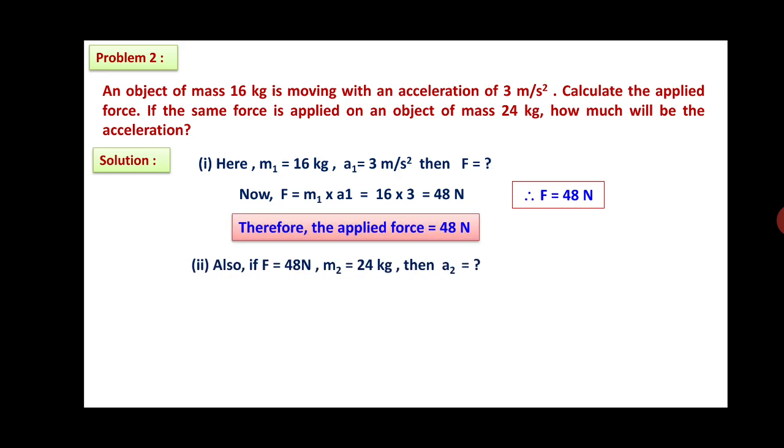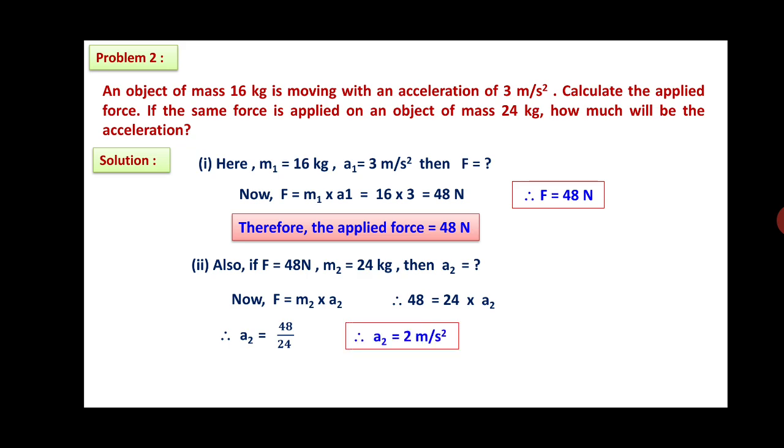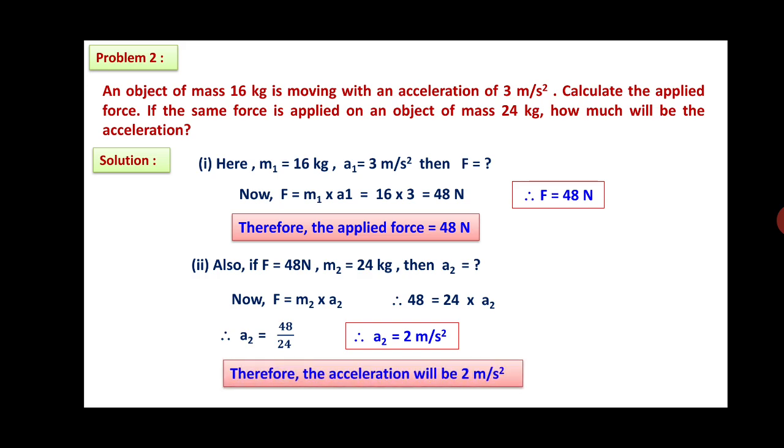In the second case, the force is the same, 48 Newton, m2 is 24 kg, and we have to find a2. We have the formula F is equal to m2 into a2. Therefore 48 is equal to 24 into a2. Therefore a2 is equal to 48 upon 24. 24 goes to the left hand side, it will be divided. After simplification we get a2 is equal to 2 meter per second square. That is, the acceleration will be 2 meter per second square.